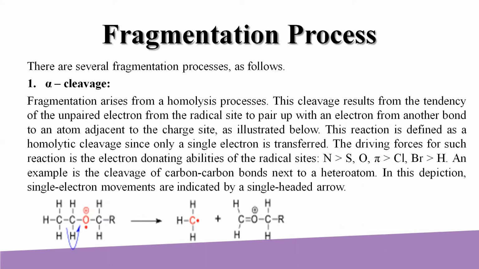Fragmentation process. There are several fragmentation processes as follows. First is alpha cleavage. Fragmentation arises from a homolysis process. This cleavage results from the tendency of the unpaired electrons from the radical side to pair up with an electron from another bond to an atom adjacent to the charged site, as illustrated below. You could see in this diagram that the radical site is paired up with an electron from another bond of an atom.